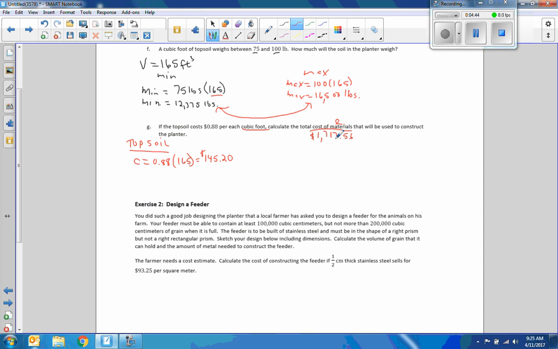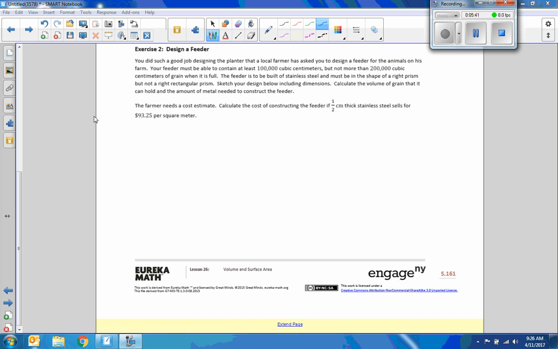From Part E, we calculated the cost of the materials to be $1,717.56. So the total cost equals cost of soil plus materials. The total cost equals soil, 145.20, plus the materials, 1,717.56. So the total cost is going to equal 0 plus 6 is 6, 2 plus 5 is 7, 5 plus 7 is 12, carry the 1, 4 plus 1 is 5, plus 1 is 6, and 1 plus 7 is 8, and then we have 1,000 hanging out there. So the total cost of the planter with soil is $1,862.76.